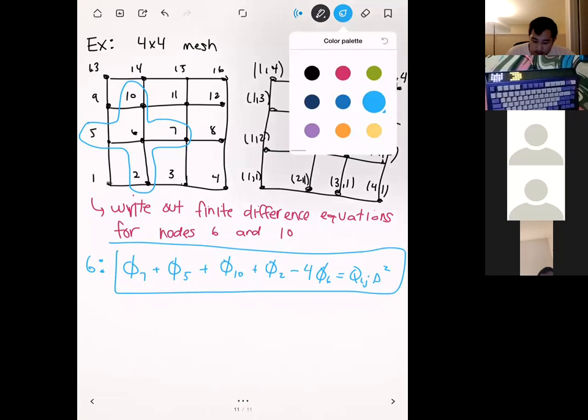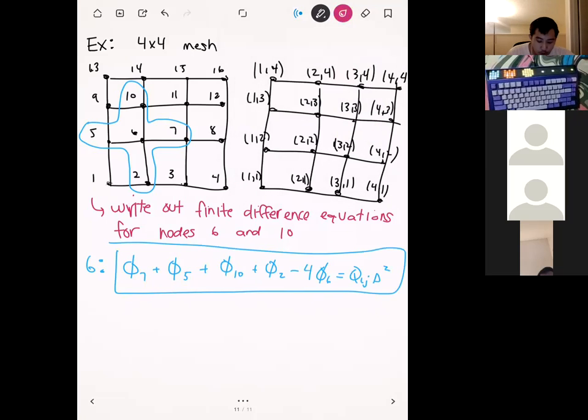And so this right here is the finite difference equation for node number 6. Right. And so we did that one just purely visually. So we just looked at the grid with our eyes, and then we saw which neighbors were on the top and the bottom and the left and the right, and we just kind of filled those into the equation.